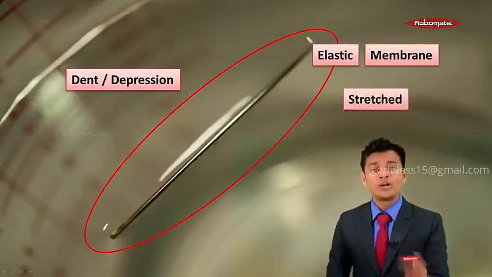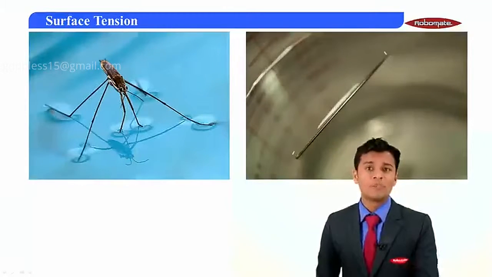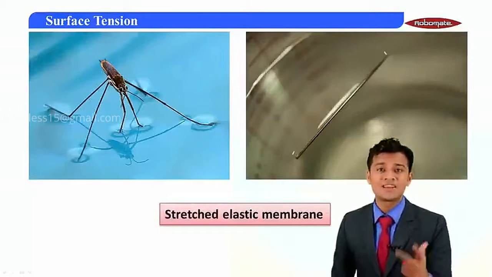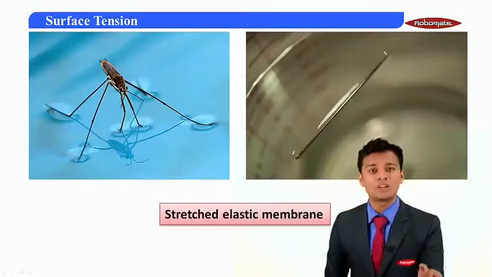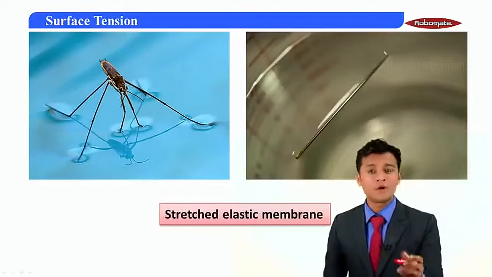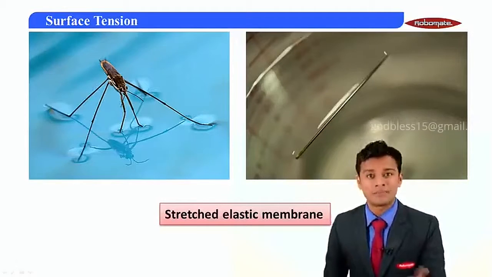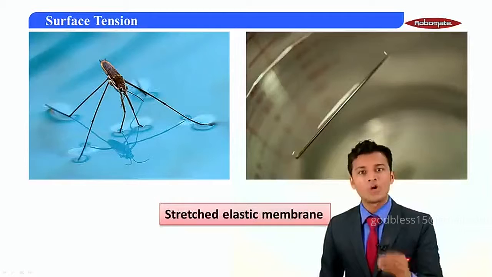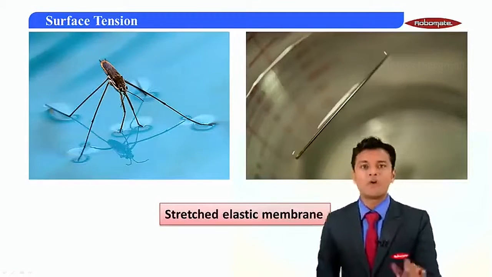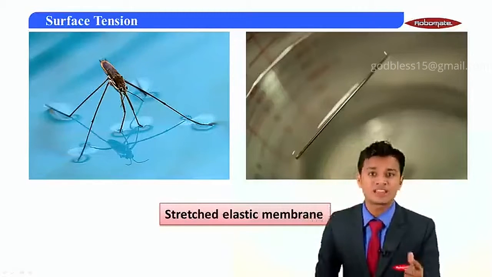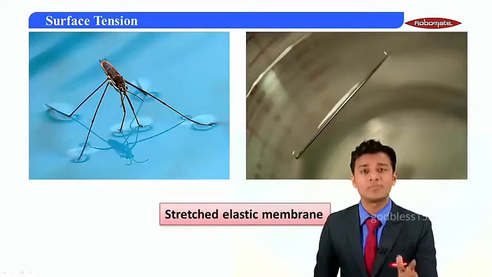So to conclude the first and the second picture, I say that the liquid surface always behaves like a stretched elastic membrane. Why elastic? Because the dents are formed, and the moment you remove the object, the dents are removed. Why membrane? Because you can keep the object wherever you want. The water surface acts like a mat. And why is it stretched? Because in order to give the property of elasticity, it has to be stretched. So water, or rather any liquid, behaves like a stretched elastic membrane.